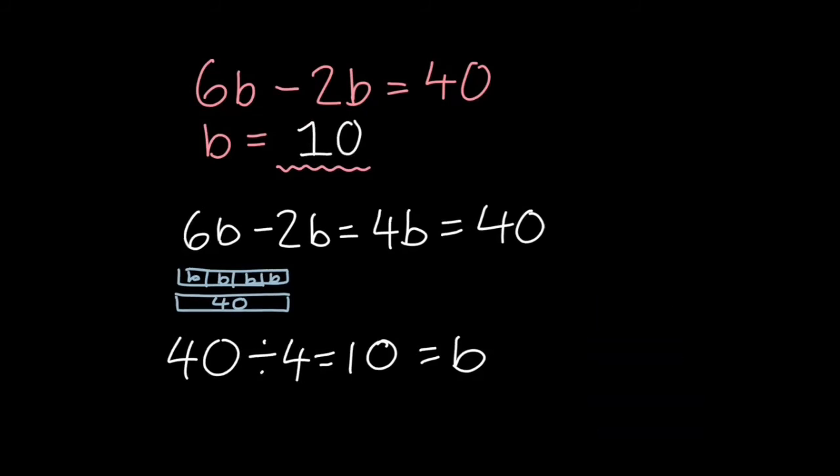If I want to prove it, I do the opposite. If b is 10, well, 6 lots of b will be 60, 2 lots of b will be 20. 60 take away 20 would equal 40. There we go. I've tried it, I've used bar models, and I've proved it as well.